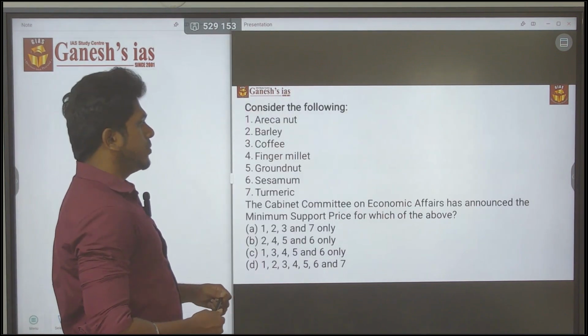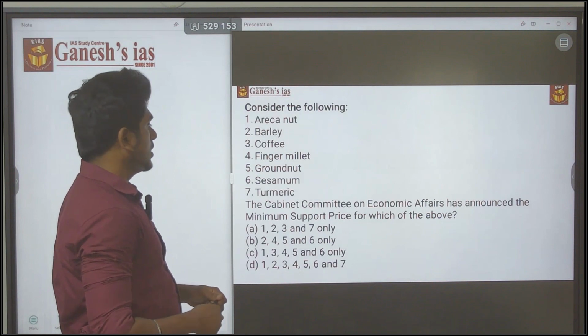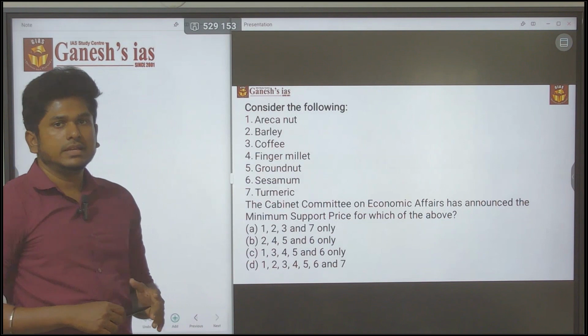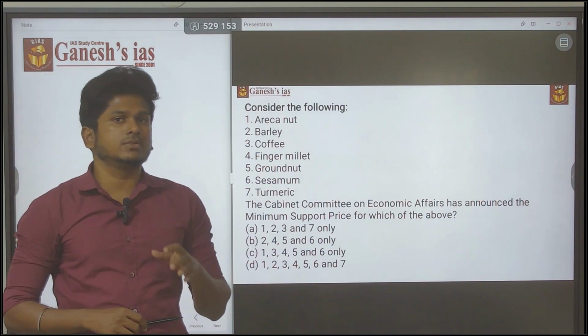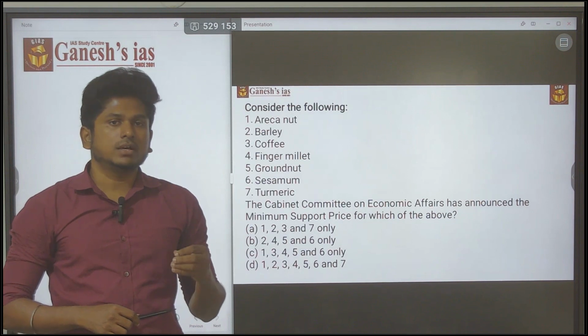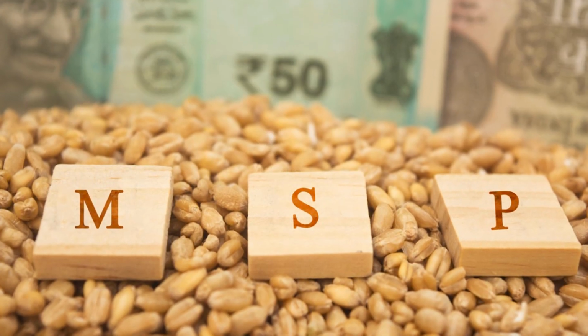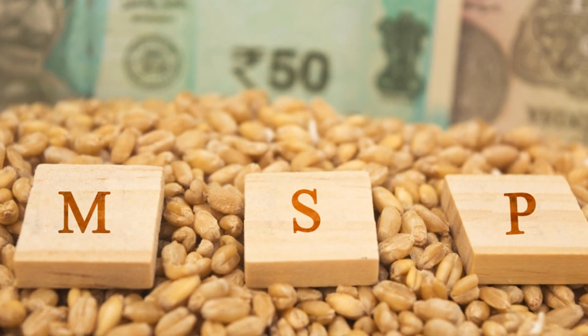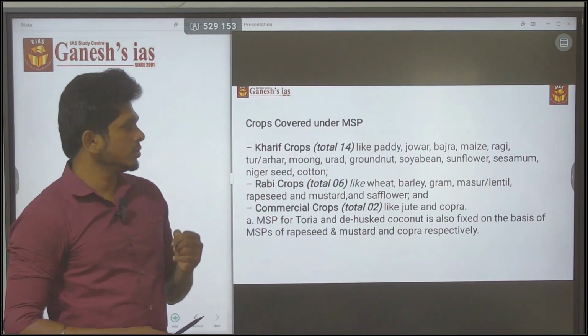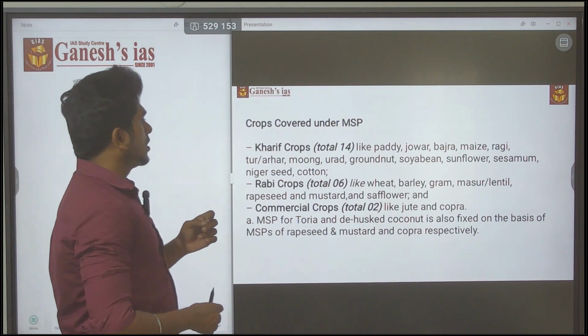The Cabinet Committee on Economic Affairs has announced the MSP for which of the following? This is a purely factual based question. You have to memorize the MSP crops. There are around 23 crops, and you have to memorize them. First thing, Kharif crops.